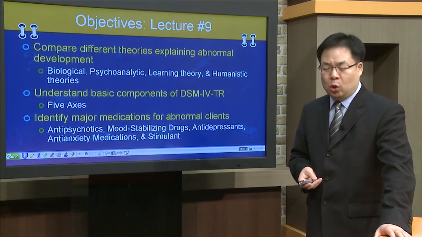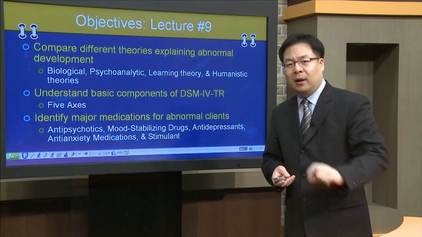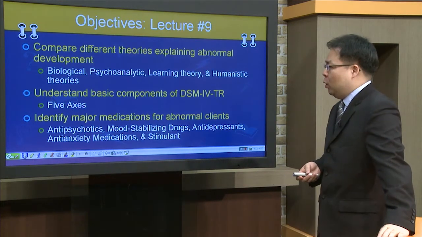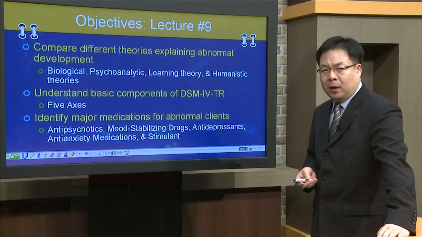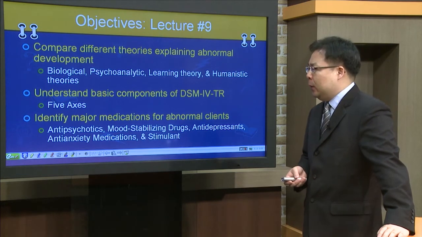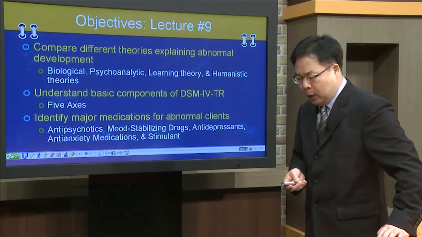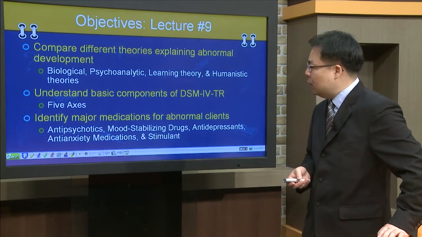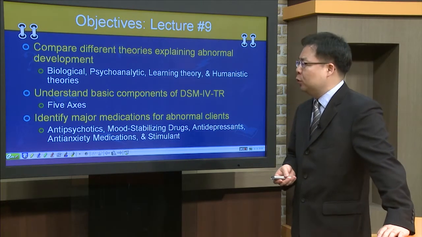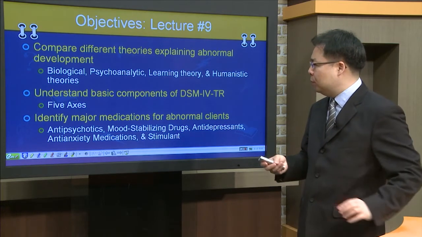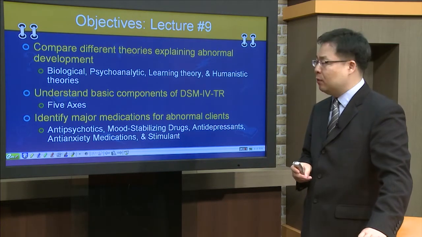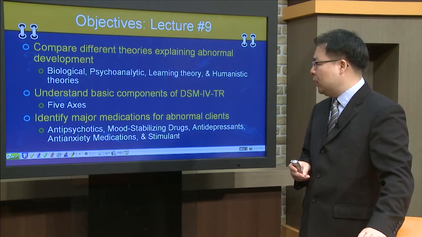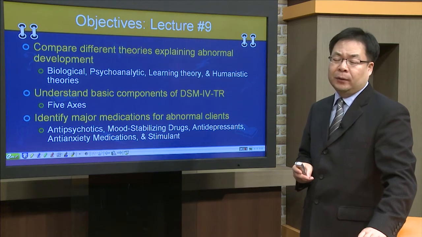DSM-4 is a manual. It's like a thick, big book which has all different types of disorders. And it uses 5 axes to help with diagnosis and treatment for each disorder. So we want to explore and learn some of the components of DSM-4. The final thing is to identify major medications for abnormal clients.